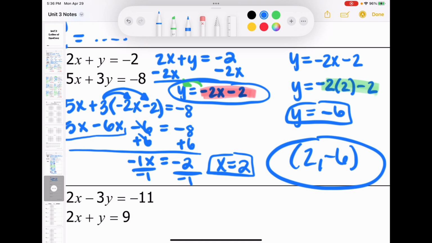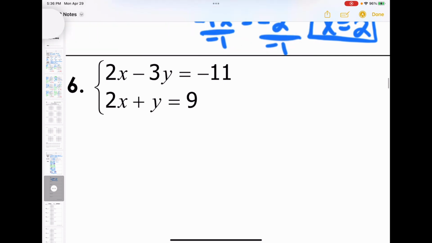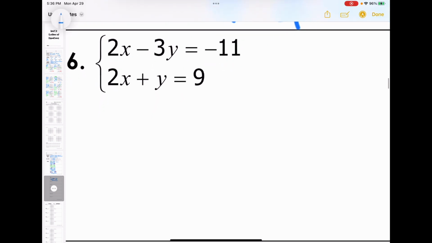All right, let's look at number 6. So we have 2x minus 3y equals negative 11, 2x plus y equals 9. So remember, you want to find the equation where there's not a visible number beside it, which in this case is going to be the second equation, and we're going to solve it for y.